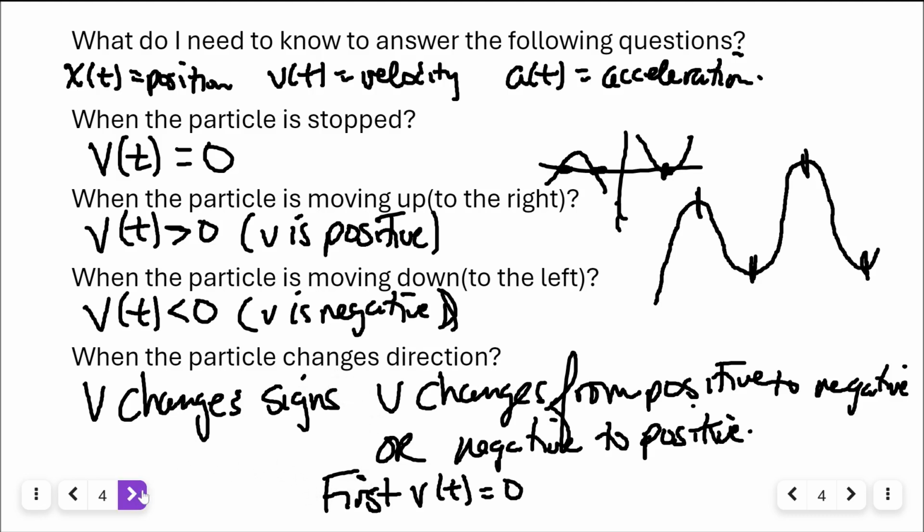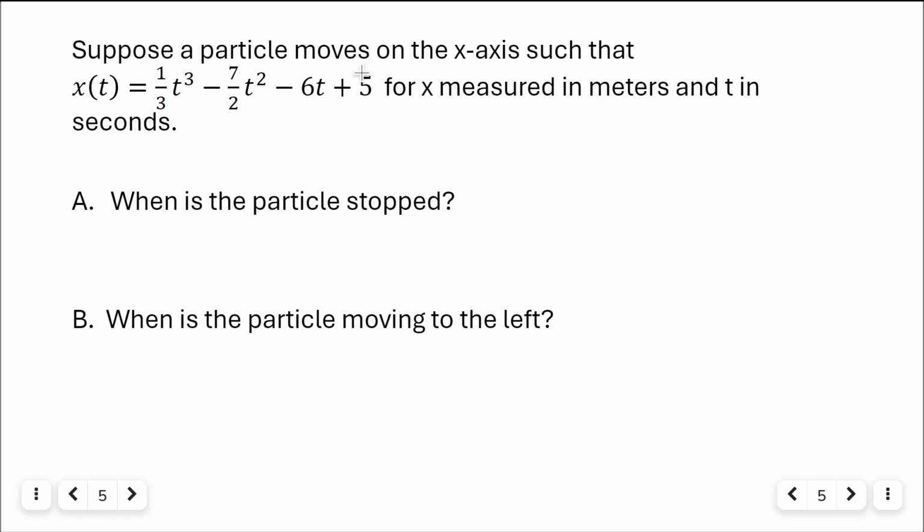Okay, so let's try. Suppose a particle moves on the x-axis such that x of t is given by this expression, for x measured in meters and t in seconds. The first question is, when is the particle stopped? When? That means time.